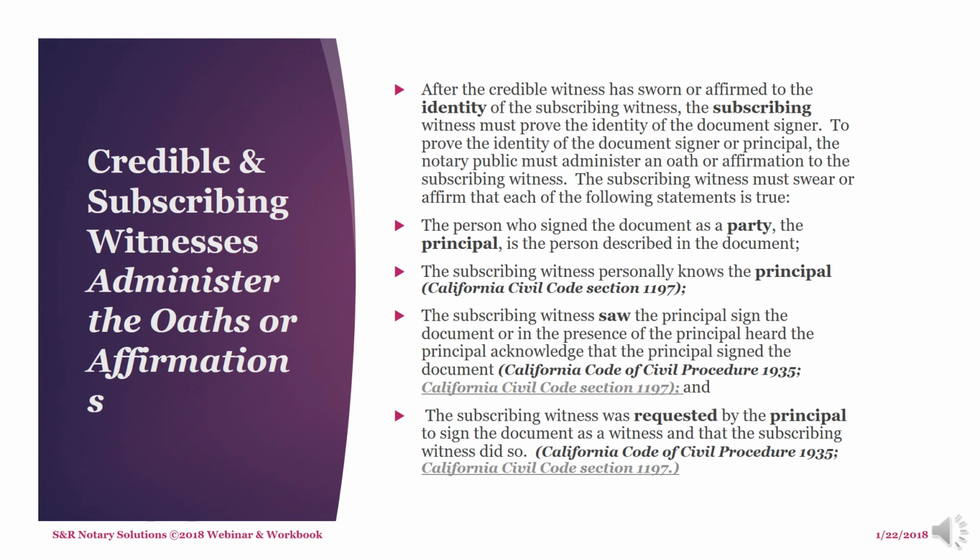After the credible witness has sworn or affirmed to the identity of the subscribing witness, the subscribing witness must prove the identity of the document signer. To prove the identity of the document signer or principal, the notary public must administer an oath or affirmation to the subscribing witness. The subscribing witness must swear or affirm that each of the following statements are true.